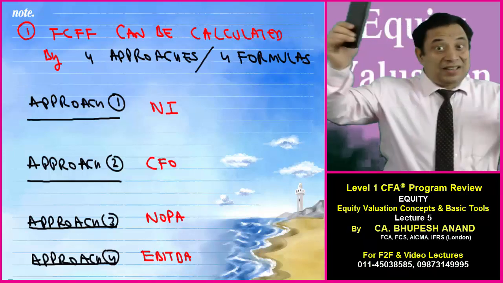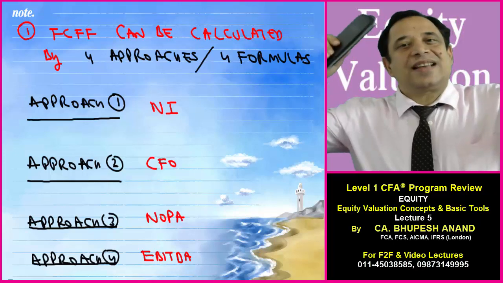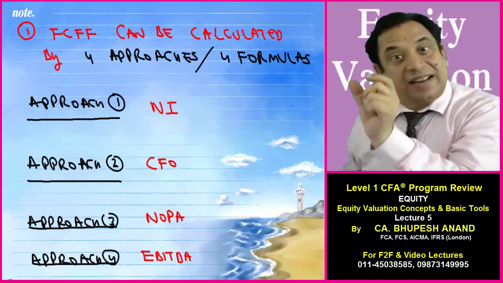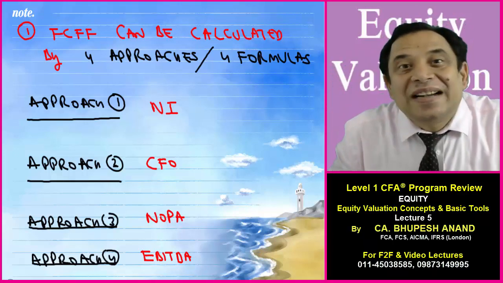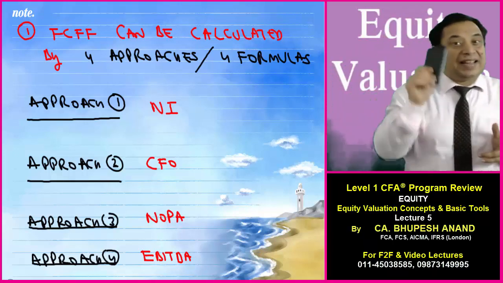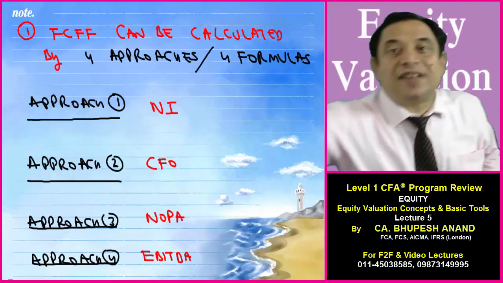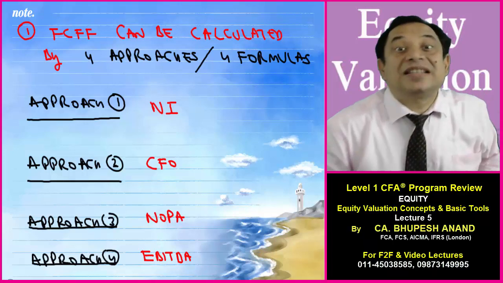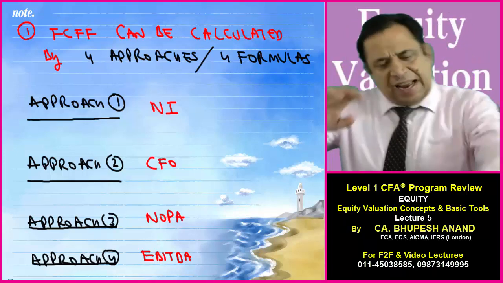And the last model is EBITDA. We take earnings before interest, tax, depreciation and amortization after tax, so plus tax saving on depreciation. I will not take any effect of interest. Then plus or minus working capital investment, plus or minus fixed capital investment, and the balancing figure is FCFF. This I have already told you.